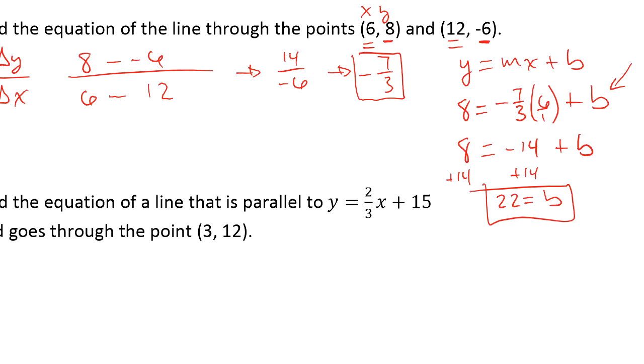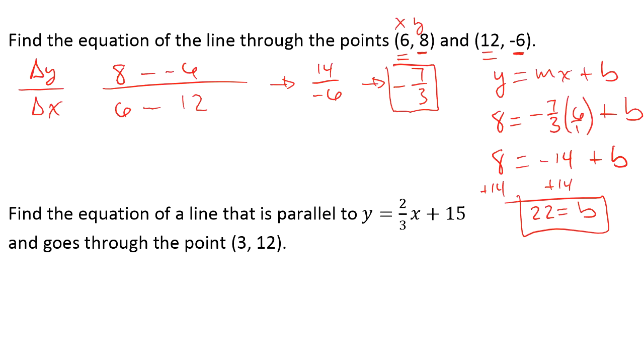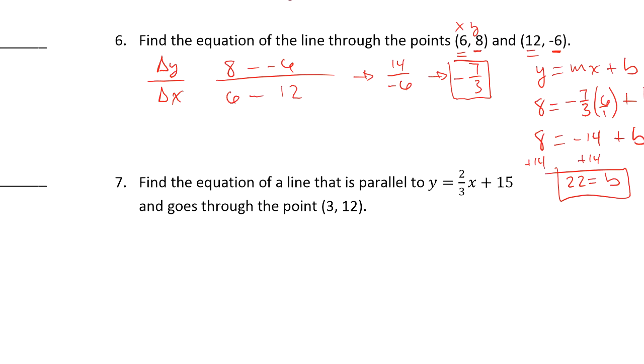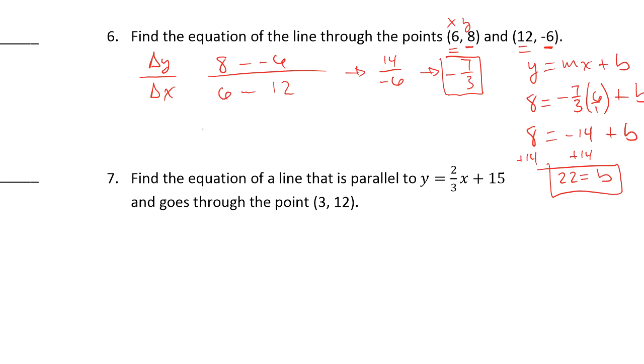Now that I know both of those, I can write the equation of this line. This line has a slope of negative 7/3, and it has a y-intercept of 22. So its equation is y equals negative 7/3 x plus the number 22.